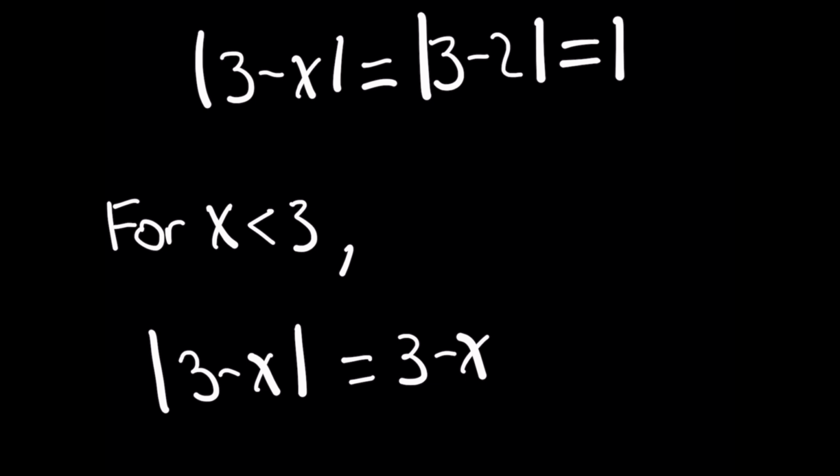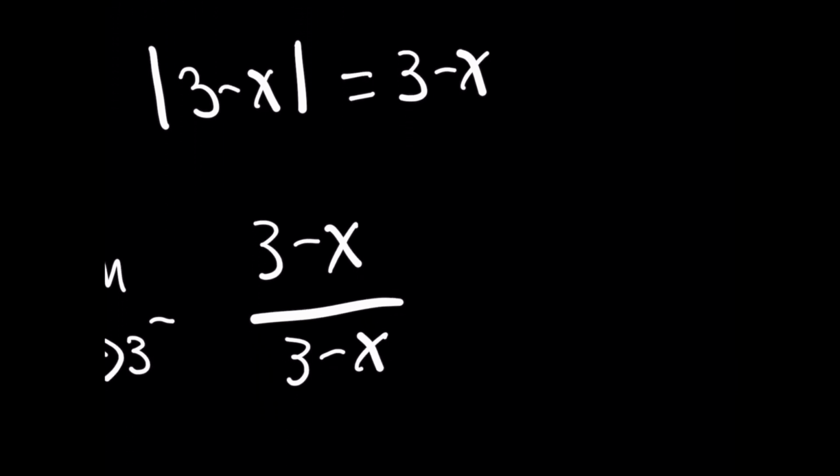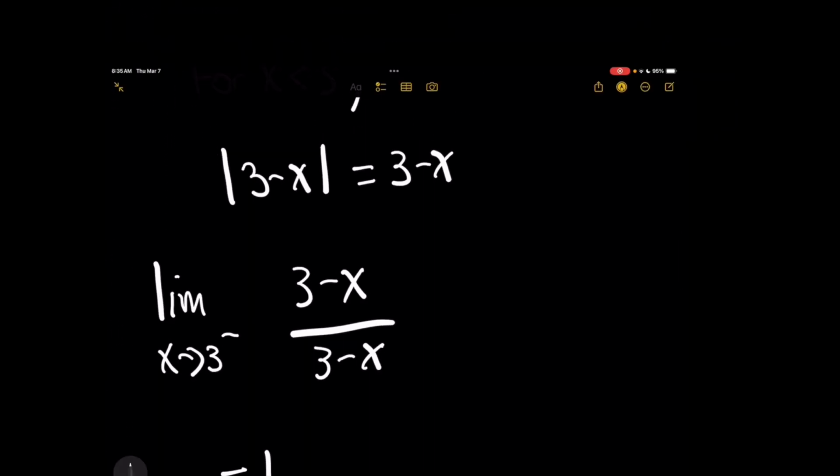So if you go back to the original limit problem for approaching 3 from the left, it actually becomes 3 minus x over 3 minus x. And we know what this limit is. That's just simply 1. Okay, now let's go ahead and repeat approaching the problem, but this time from the right.